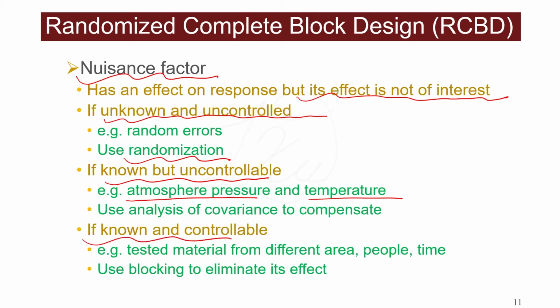If the nuisance factor is known and controllable, for example, in the example we just looked at, it is the different tested material. Other examples include different batches of raw material, different people, and different time, like different days. They are all common nuisance sources of variability. We will use blocking to systematically control and eliminate its effects.